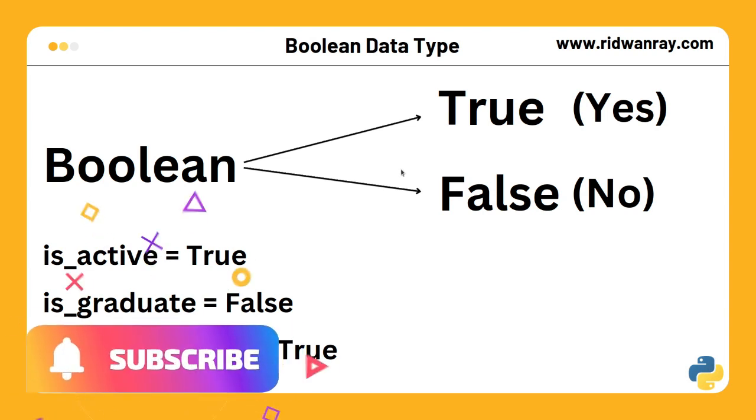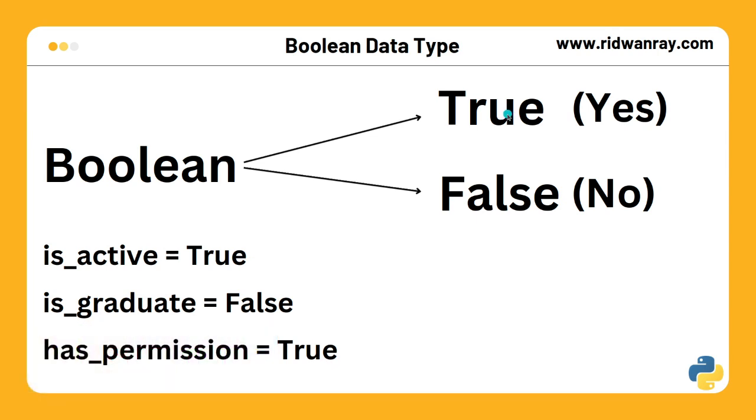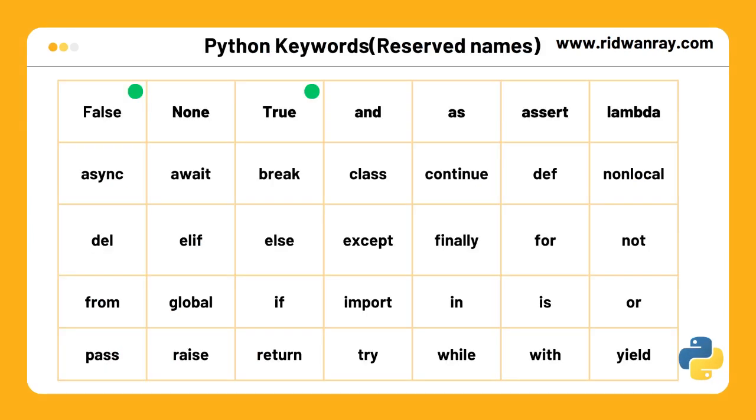The Boolean data type has only two possible values, True and False. A True value is used to represent yes, while a False value is used to represent no. Remember that True and False are reserved keywords in Python, which means they cannot be used as variable names.